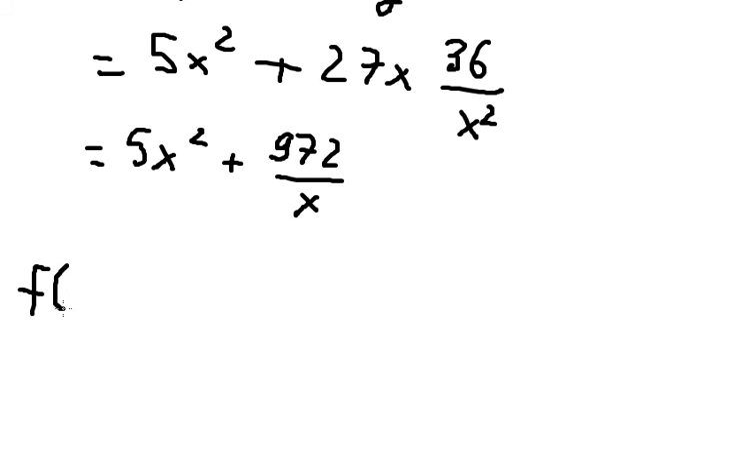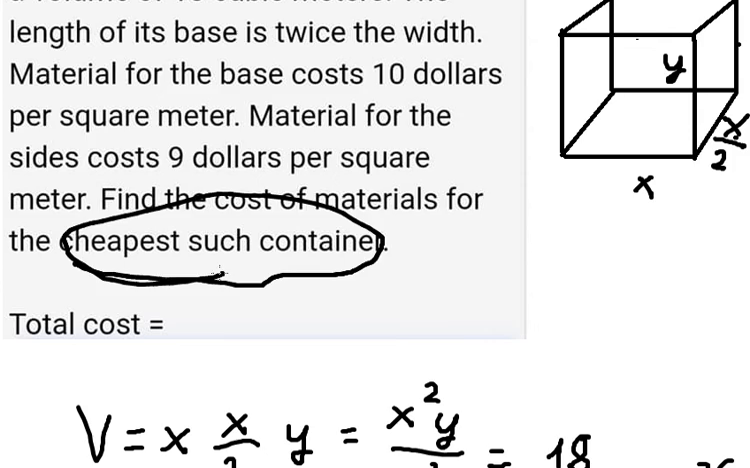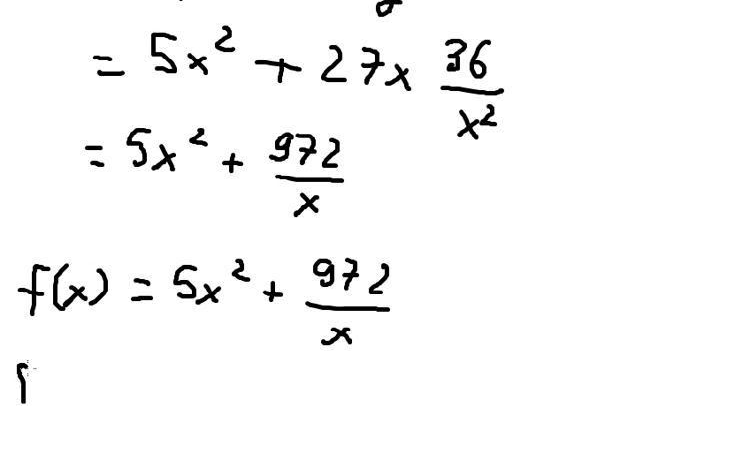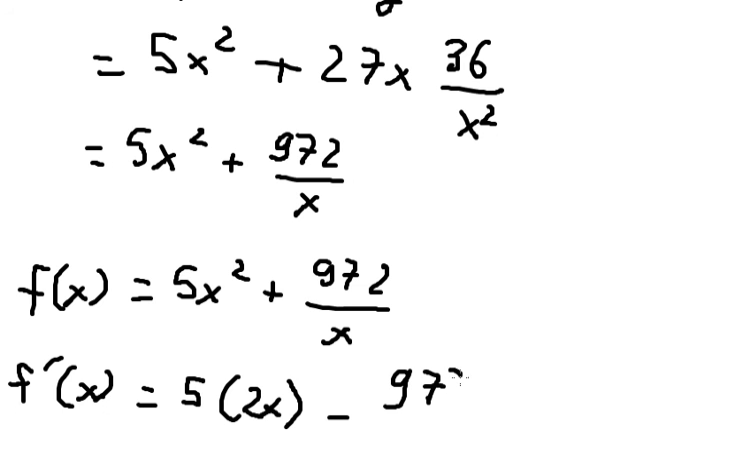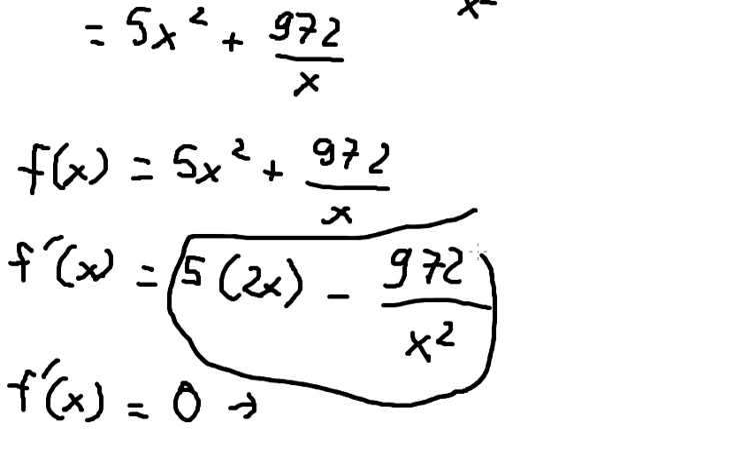And now we have the function. To find the minimum value in here, we need to find first the derivative of this one. First, the derivative of x squared, we have 2x. The derivative of this one, we have negative 972 over x squared. And now we put the derivative of the function equal to 0.